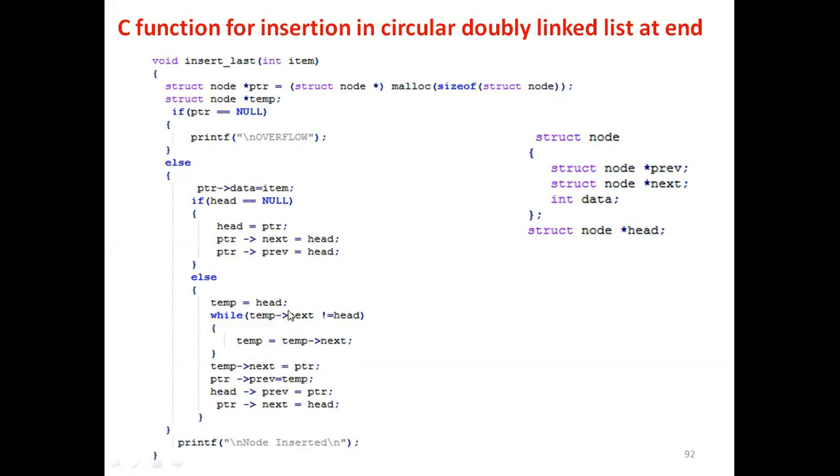So when this condition will be false, at that time temp will point to the last node, and then we can do this: temp arrow next equals to ptr, then ptr arrow previous equals to temp, head arrow previous equals to ptr, and ptr arrow next equals to head. Okay, this one we have already discussed in the previous slide. And then you can just print this message, node inserted. Okay, so this is how we can insert a new node at the end of the circular doubly linked list. Okay, any question?